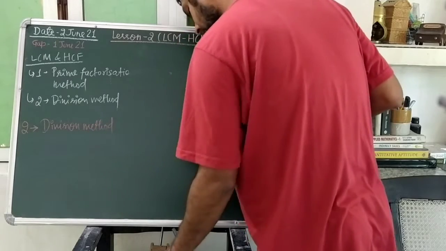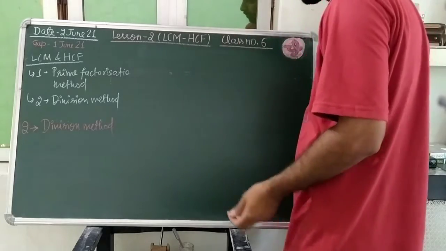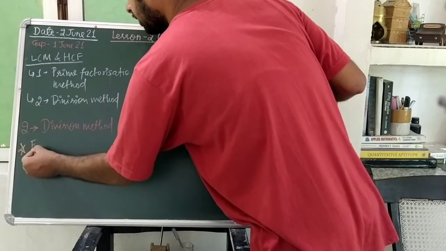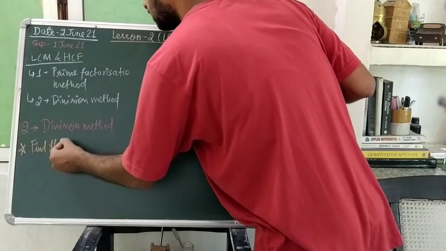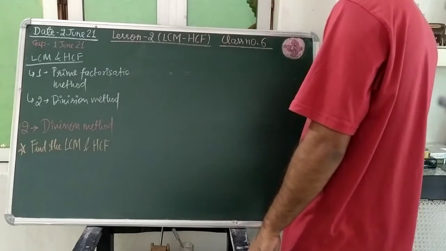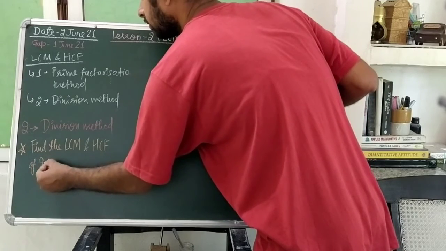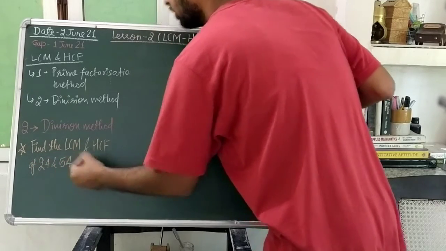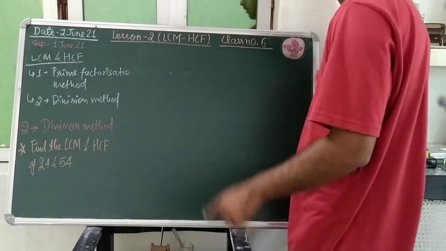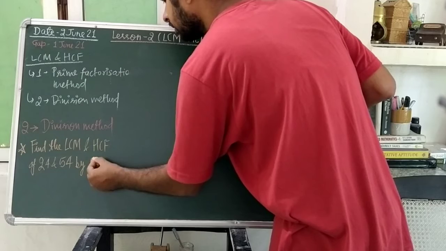And students, we are considering the same problem which we have seen in the earlier class, and that problem was: find the LCM and HCF of 24 and 54. Now we are interested in finding the LCM and HCF by the division method. So here you can write, by division method.